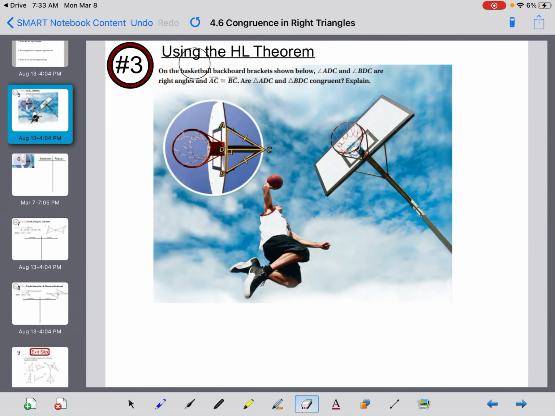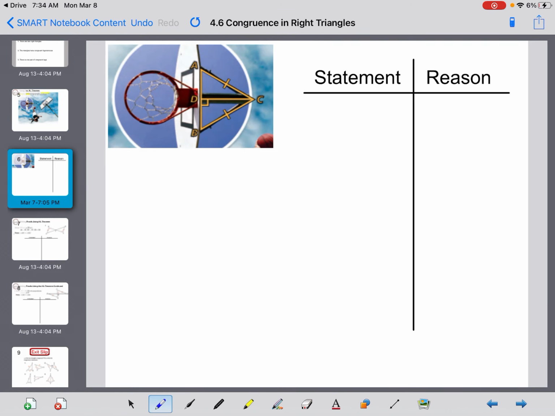All right, using the hypotenuse leg theorem, on the basketball backboard, brackets are shown below. Angle ADC and angle BDC are right angles. AC is congruent to BC. Are ADC and BDC congruent? So we have to transfer this information over as our givens on the next page. For you, it's on the bottom.